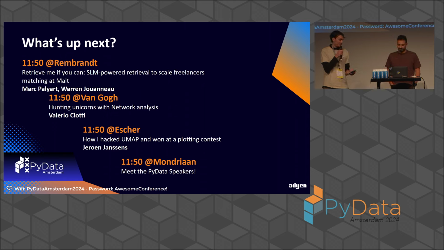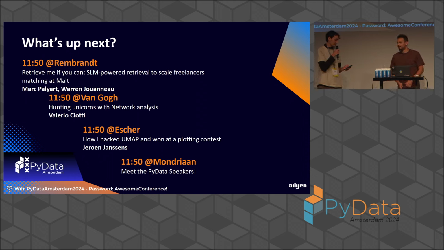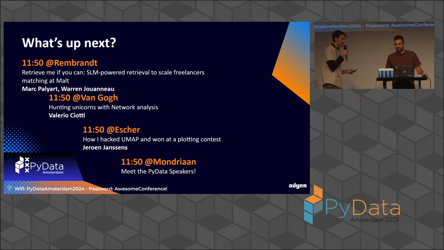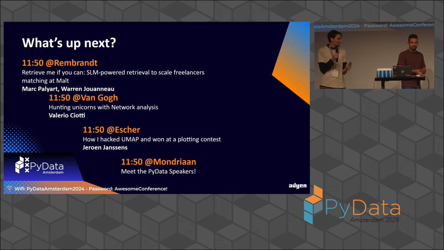We are going to discuss today with Valerio Ciotti, and he's going to discuss hunting unicorns with network analysis. Valerio is a lead data scientist at the moment at ABN AMRO, and together we are going to explore the network construction methodology with a very practical example, because we are going to apply it to a specific case, which is how to rank early stage startups. So please make some noise for Valerio.